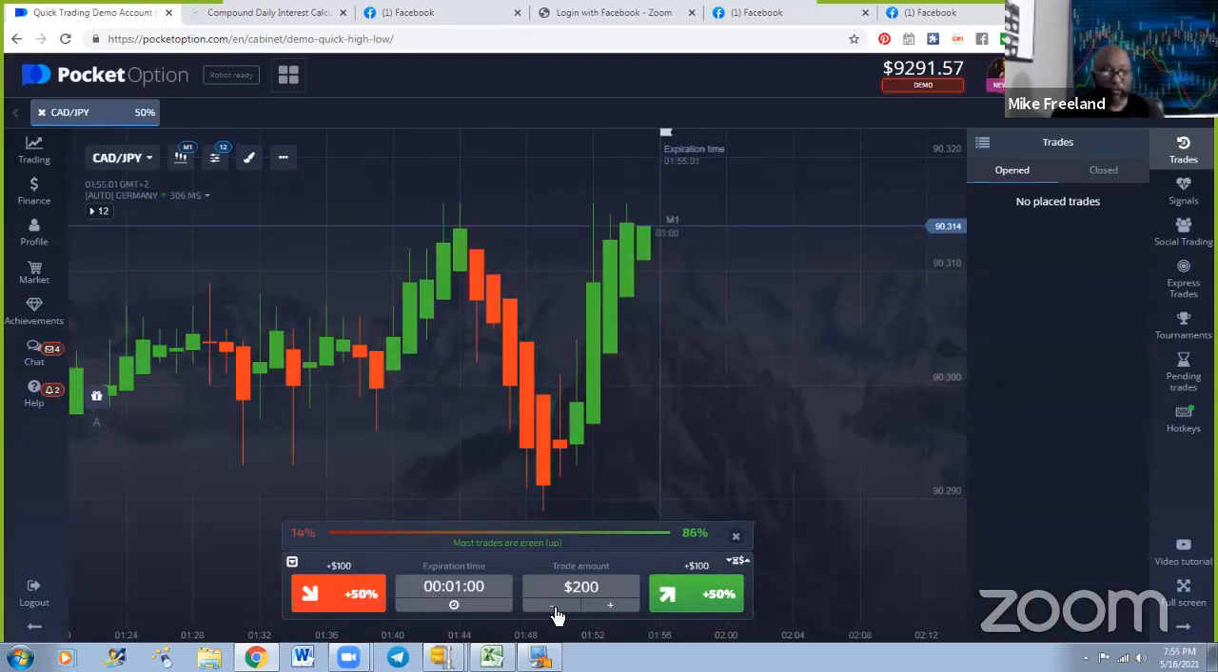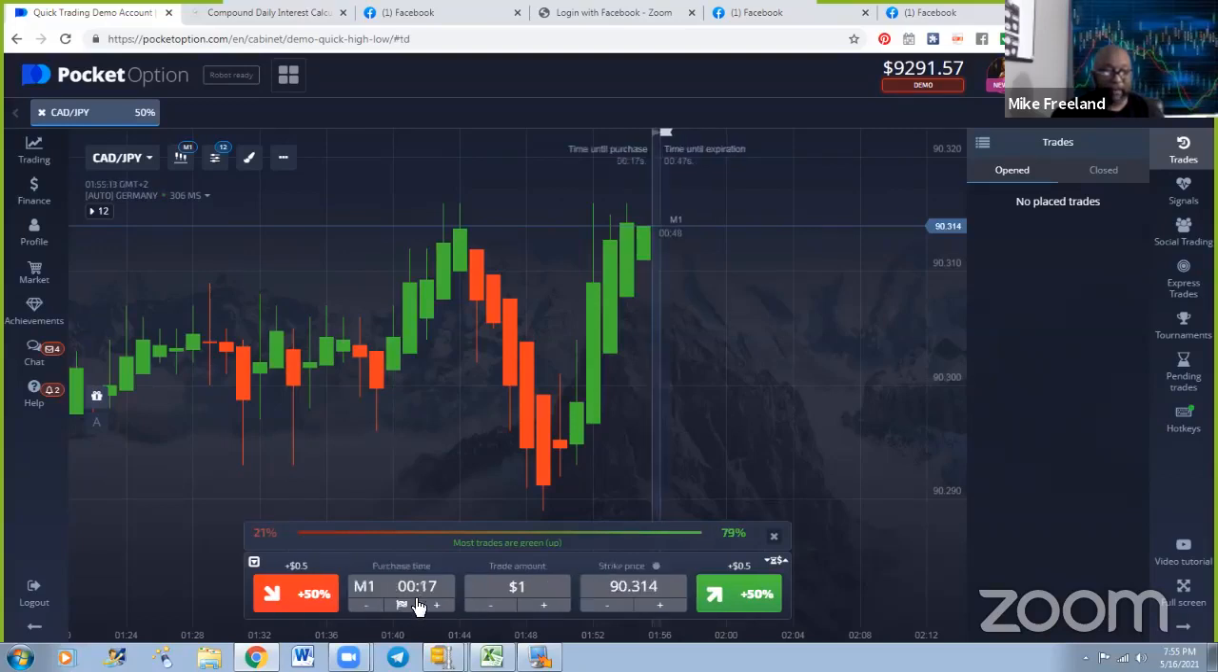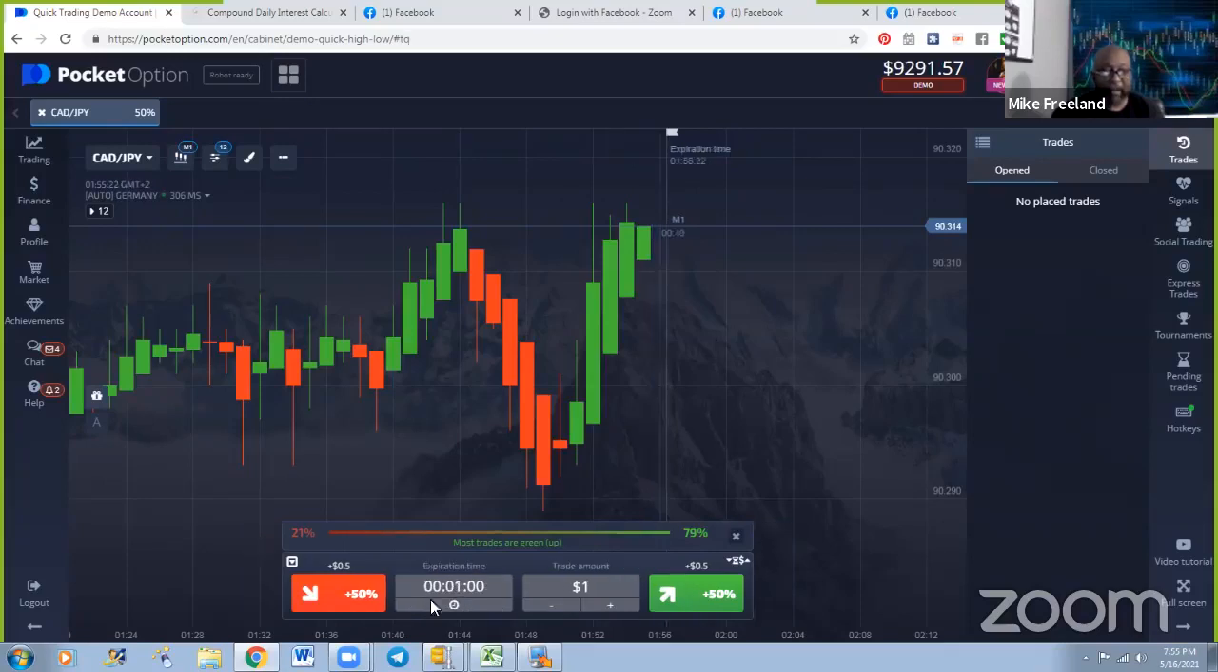You want to have this clock set at 1 minute. You don't want to have it where the timer says 1 minute like that. That's purchase time. You want fixed time. So you click on the flag, it goes back to expiration time, or what I call fixed time. This means that when you click either of these, from the time that you click, you're going to be in that trade for exactly 1 minute.